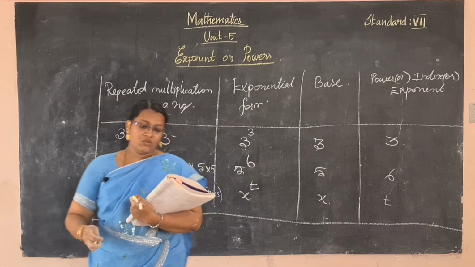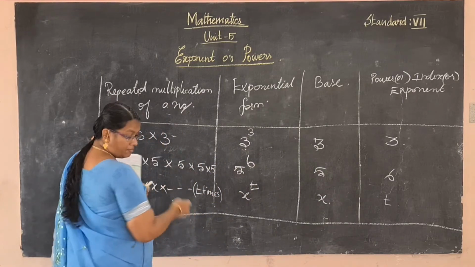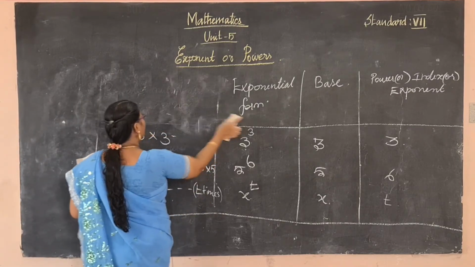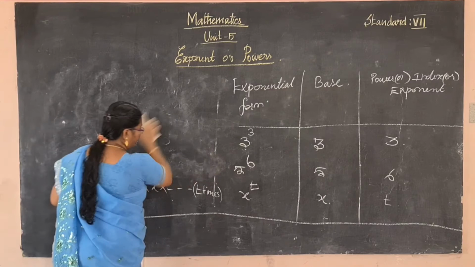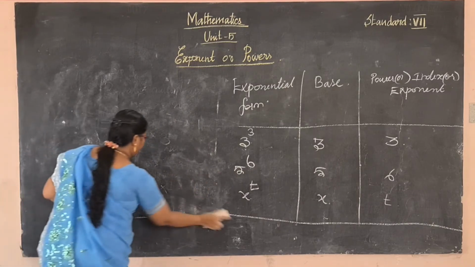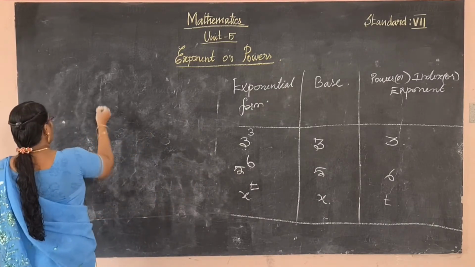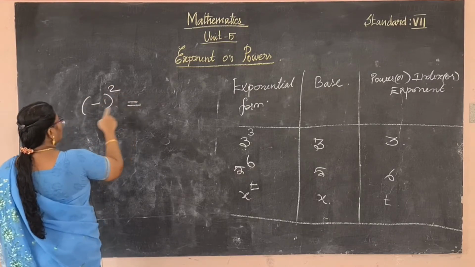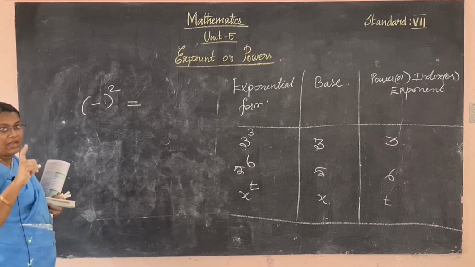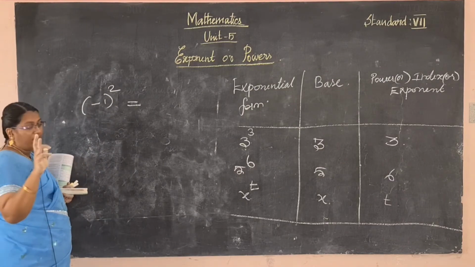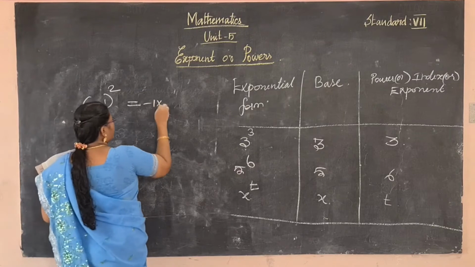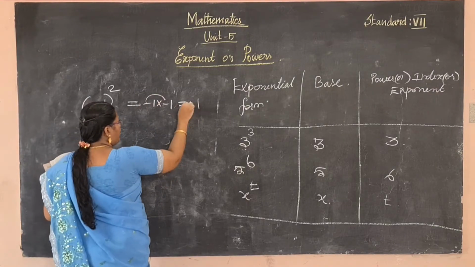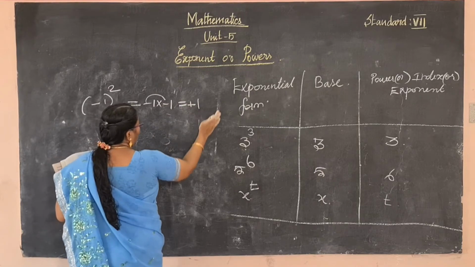Okay, and next one. What is the value of minus 1 power 2? What do we get? What is the meaning of minus 1 power 2? Minus 1 multiplied by itself twice. So minus 1 into minus 1, what do we get? Plus 1, because minus into minus is plus. 1 ones are 1.